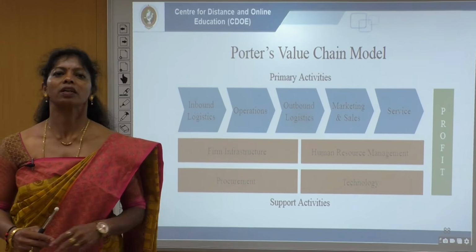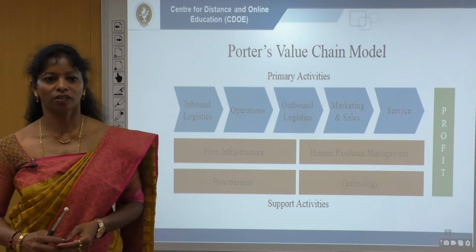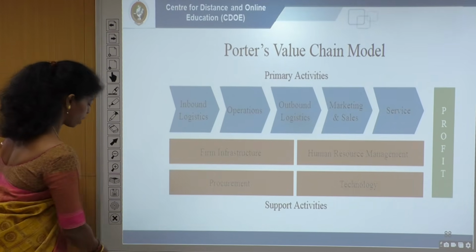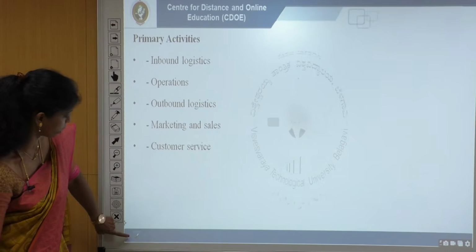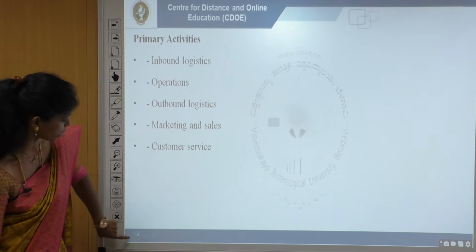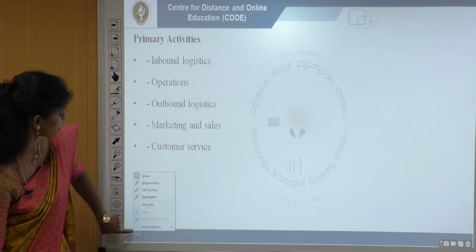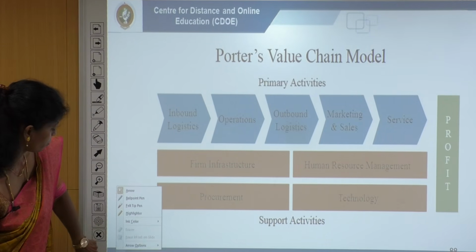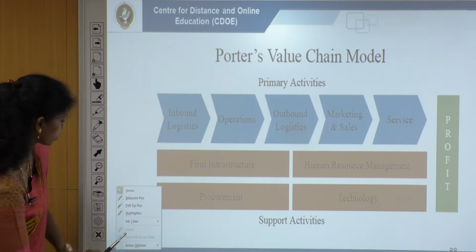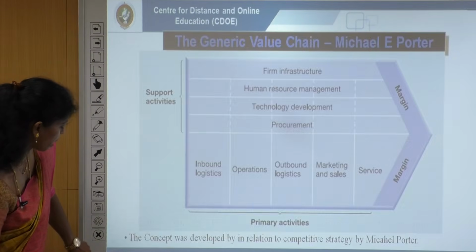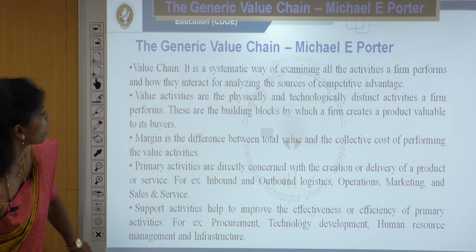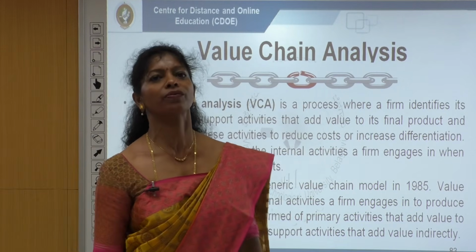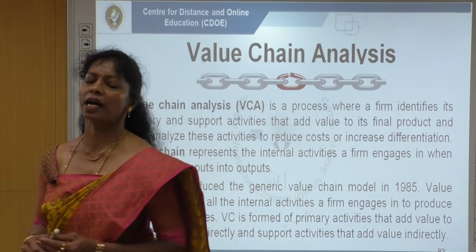As it is clearly shown in the diagram, in the previous session we had spoken about Porter's value chain model. We spoke about the activities which were the focus in the value chain analysis. The first thing is primary activities and secondary activities. The value chain consists of the process by which the firm identifies its primary and supporting activities.